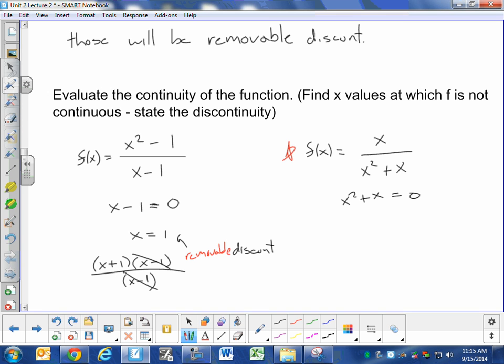All right, check with your neighbor. Figure out if they're removable or non-removable. Check to see if they were removable or non-removable.